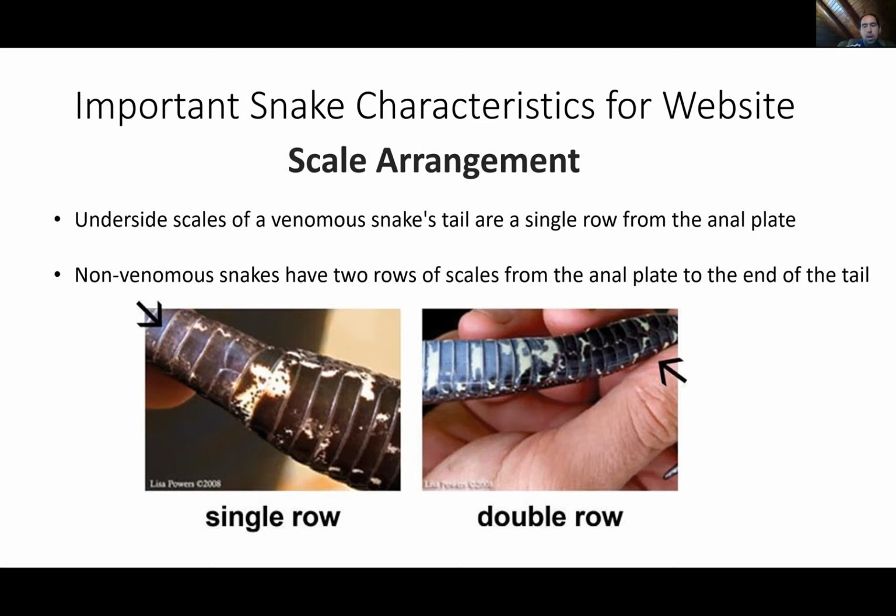If it continues as a double, that is a non-venomous species. So from that anal plate, the vent, on back, a double is non-venomous. If it is one double and then singles the rest of the way, that is a venomous species. Now, this can actually come in handy if you find a shed skin. If the end of that tail is still intact, you can tell whether those are venomous or non-venomous species using this characteristic. It has to be a pretty pristine shed skin in order to see that, but this does come in handy. So a double row from the anal vent back is non-venomous, single is a venomous species.